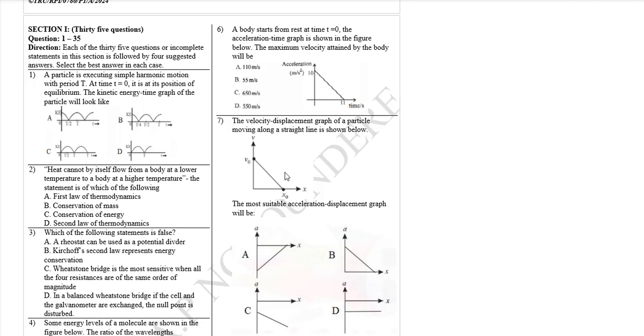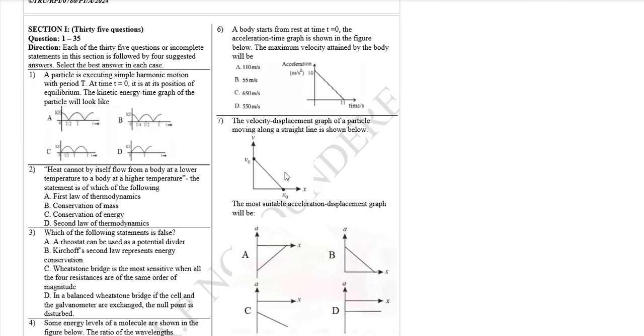Okay, the instructions say each of the 35 questions or incomplete statements in this section is followed by 4 suggested answers. Select the best answer in each case. So one answer should at least be correct.